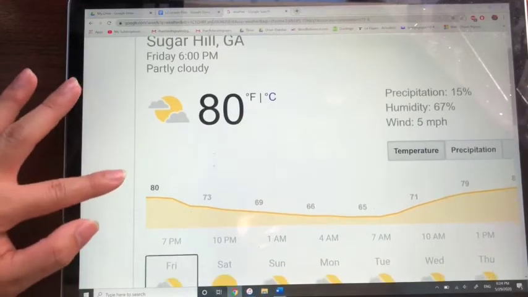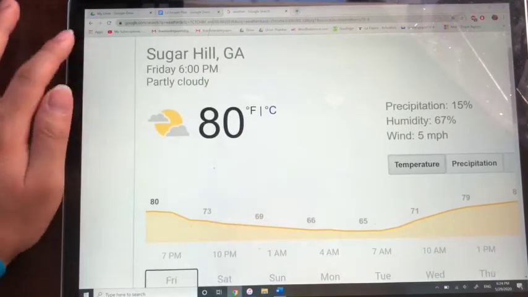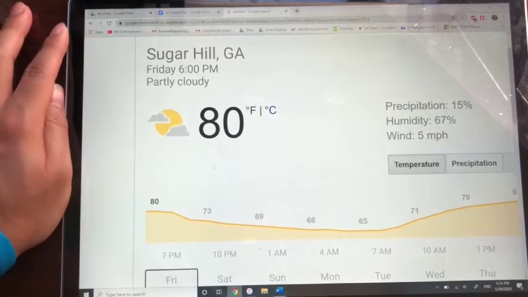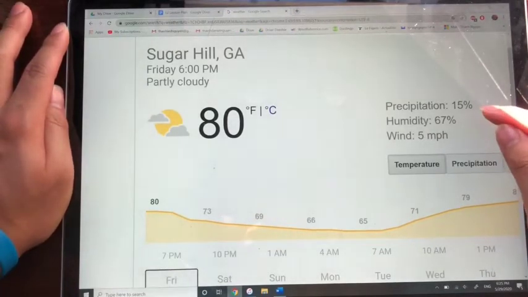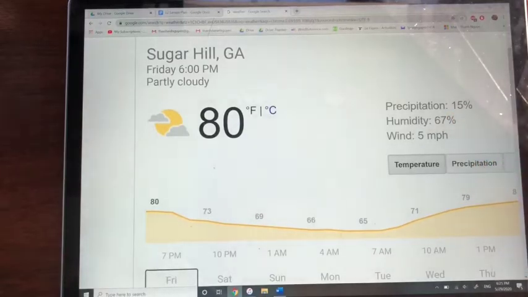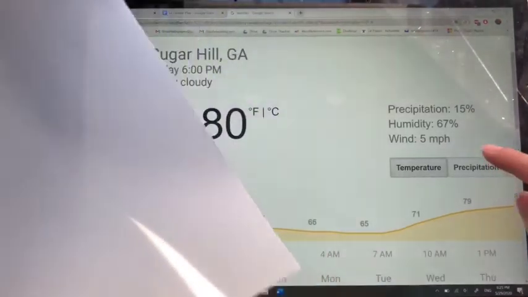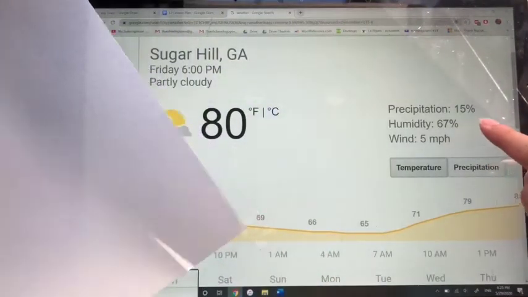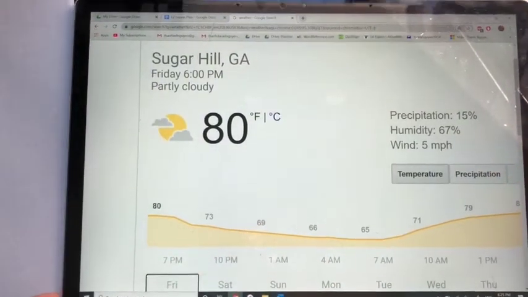Let's see. We know that today is partly cloudy, but will it rain? Over here on the right, we have the word precipitation. Precipitation is another word for rain. So let me just get some paper and we can write precipitation. Right here it says precipitation is 15.